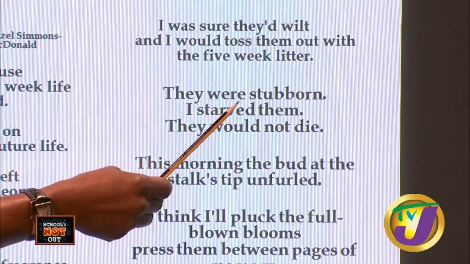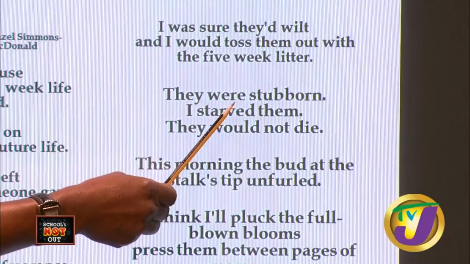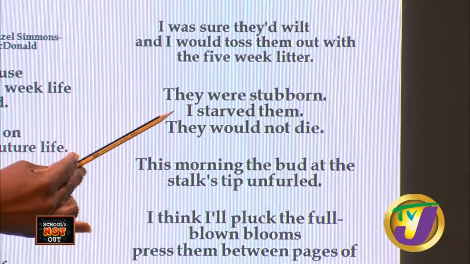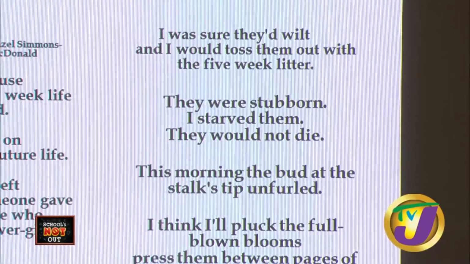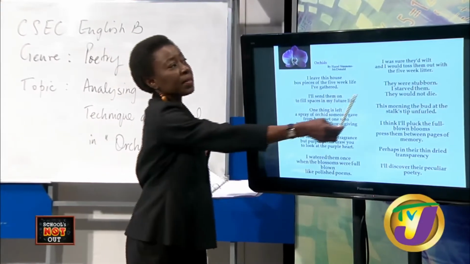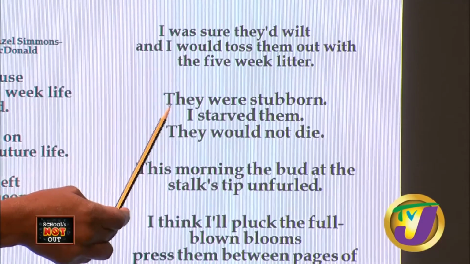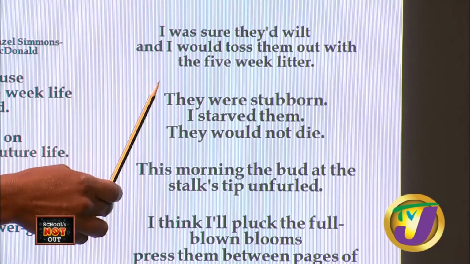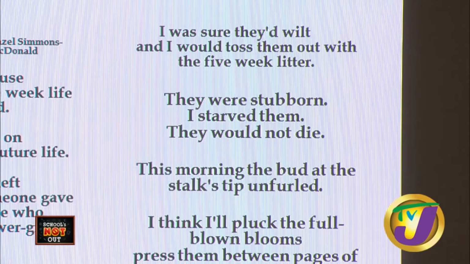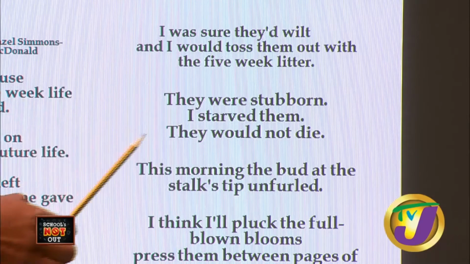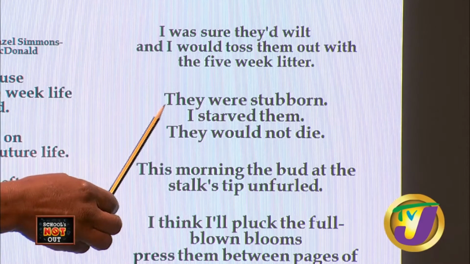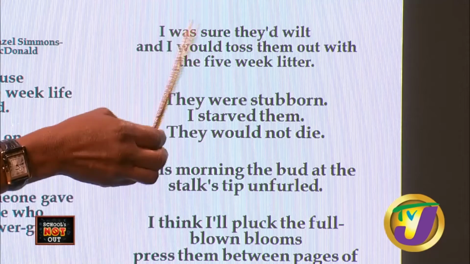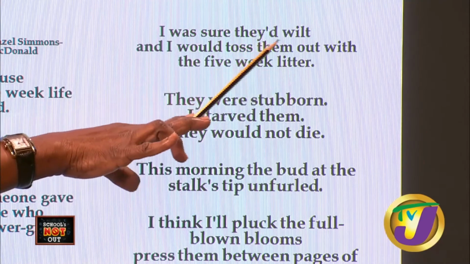They were stubborn. The orchids were stubborn. Orchids are plants, yet they were stubborn. So they have taken on the qualities of a person. They are personified. The idea is that the orchids were reluctant to die, because the persona really wanted them to die.